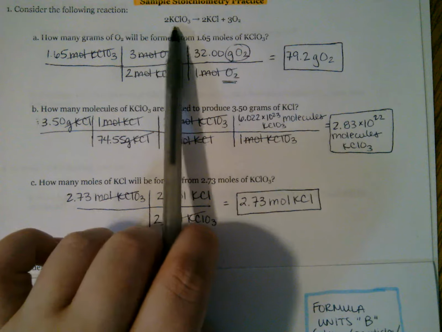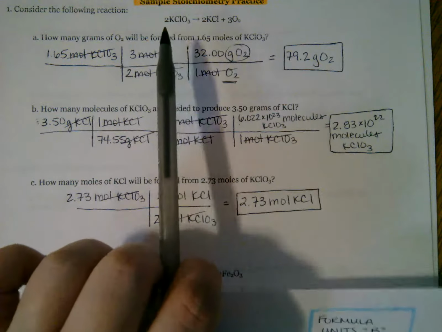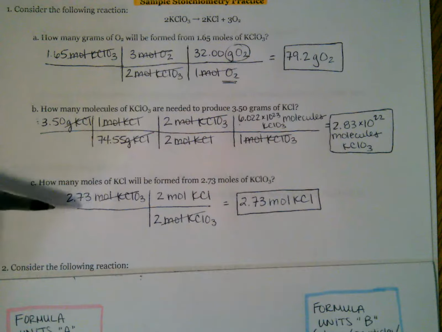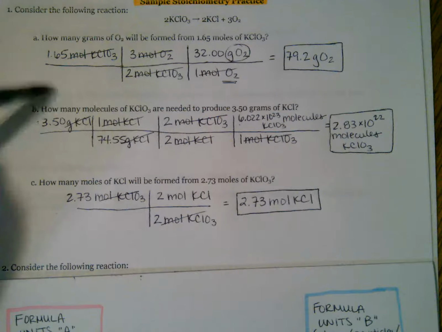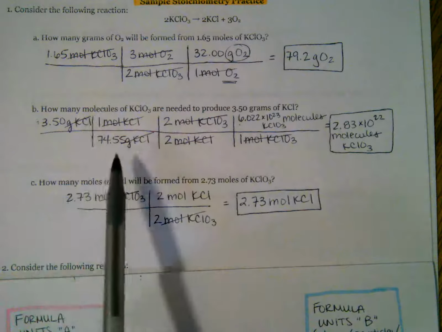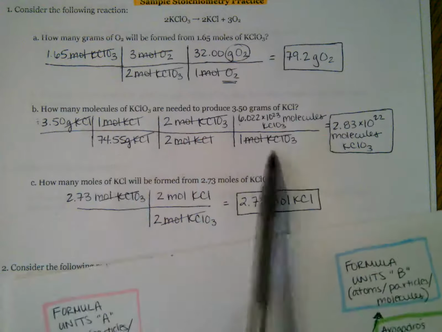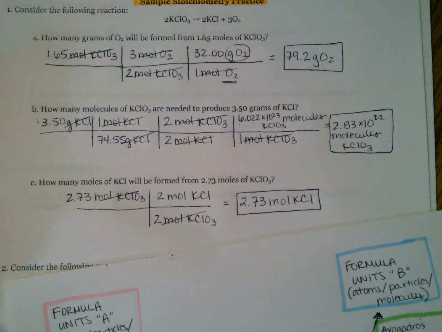So hopefully you worked through those with me. C was the easiest one, A was medium, B was the hardest one, because in B we went bottom left to top right on our flow chart. So B really brought in all the different types of conversion factors. We had a molar mass, a mole ratio, and Avogadro's number in that one.